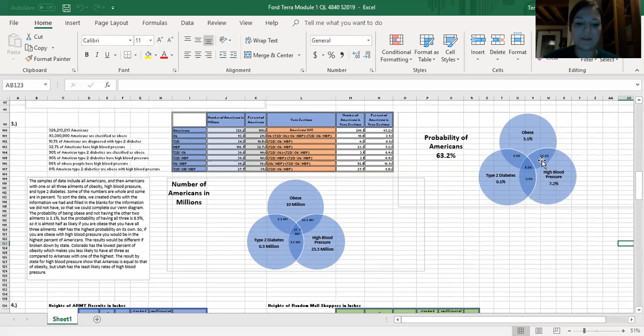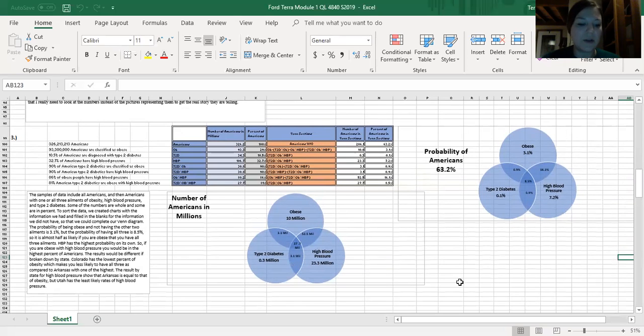The results would be different if broken down by state. Colorado has the lowest percent of obesity, which makes you less likely to have all 3, as compared to Arkansas, which is one of the highest. The result by state for high blood pressure shows that Arkansas is equal to that of obesity, but Utah has the least likely rate of high blood pressure.